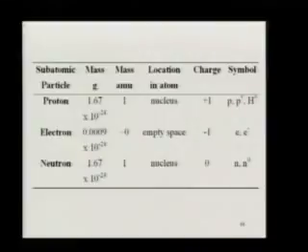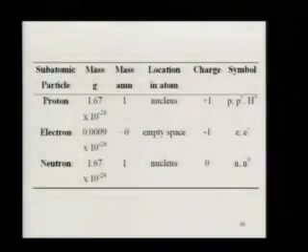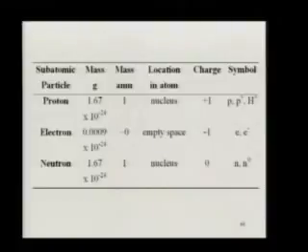0.0009 times 10 to the minus 24. In other words, times 10 to the minus 24, 25, 26, 27, minus 28. Virtually massless. Okay? To the point where it's most of the time not even included in a lot of the calculations that you run into.